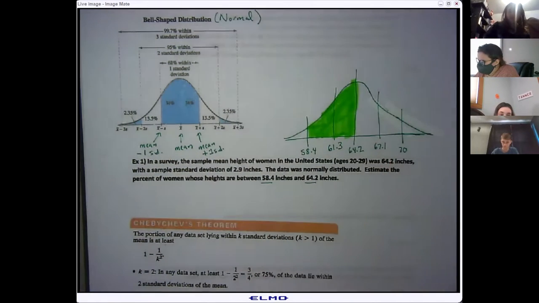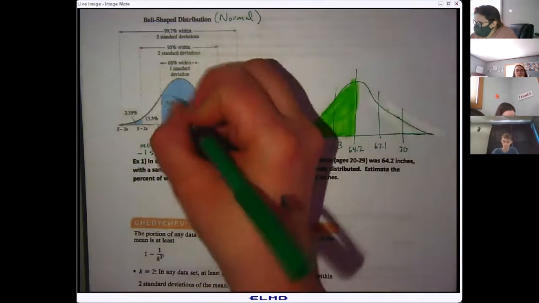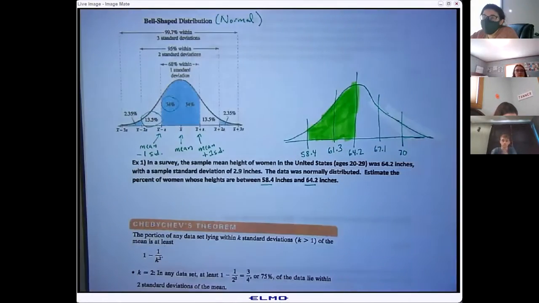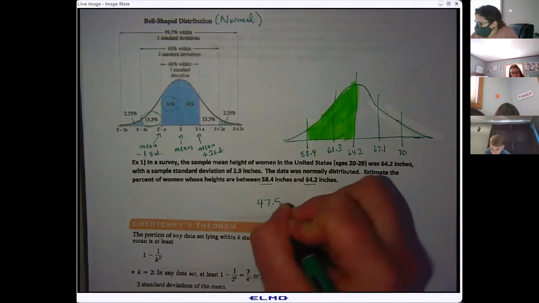47.5%. 47.5%. That's exactly right. Because if you look over here, that would be 34% and 13.5% added together. So that is 47.5%.